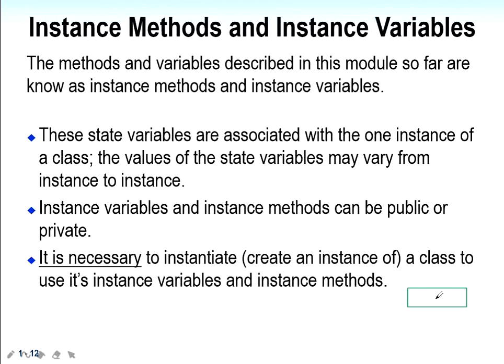And whatever behaviors I am keeping inside the skeleton of the student class, any class, is nothing but your instance method. So now onwards we are going to call them instance methods and instance variables. These are the state variables, because they are associated with one instance of a class. Right? Because a variable known as roll number changes with every object.